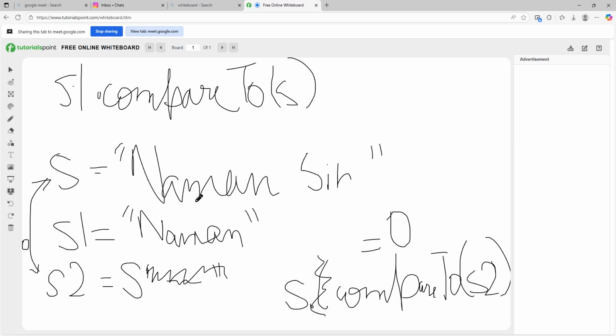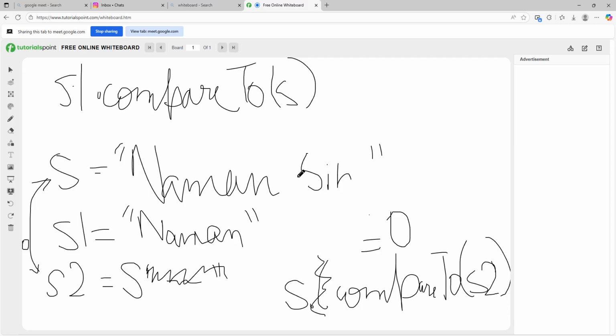But the problem here is these have different lengths. The shorter one, which is s1, has a length of 5. This has a length of 9. So what it will do is take the shorter one and only compare 5 letters of each. The first 5 letters have a difference of 0.